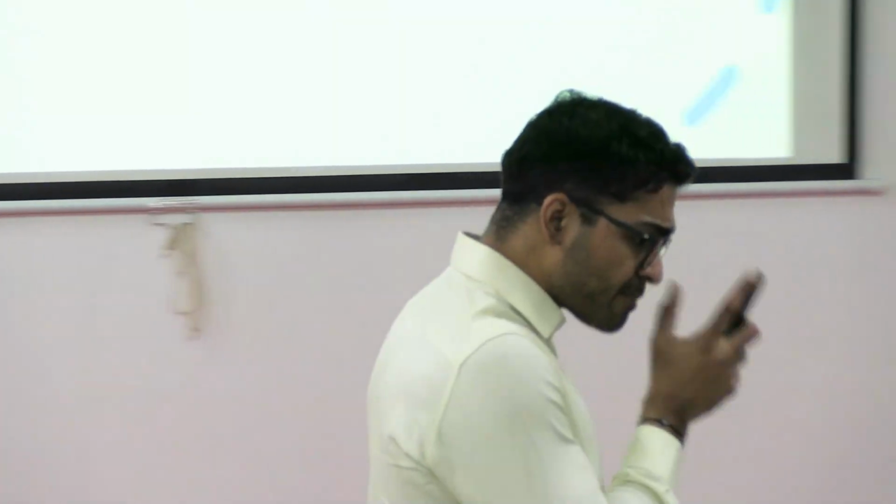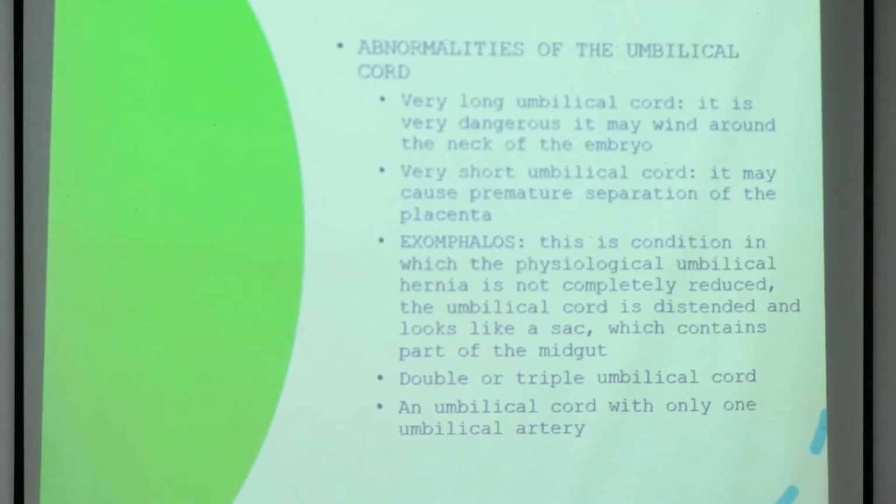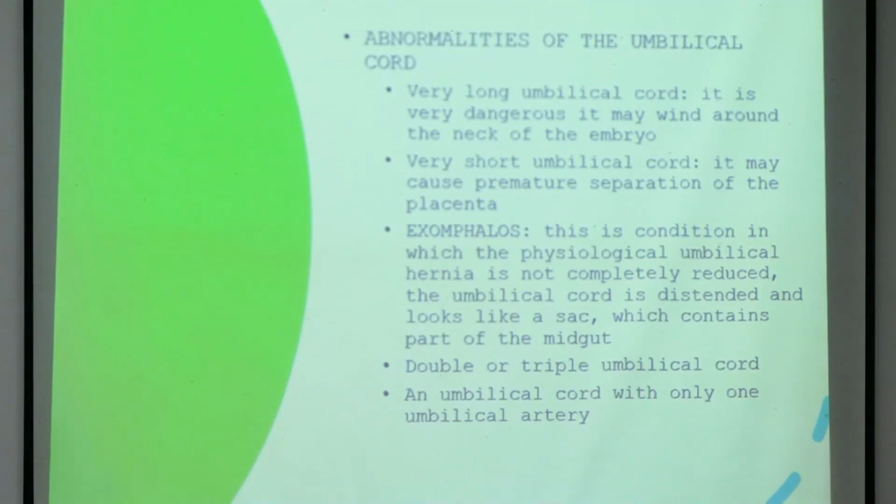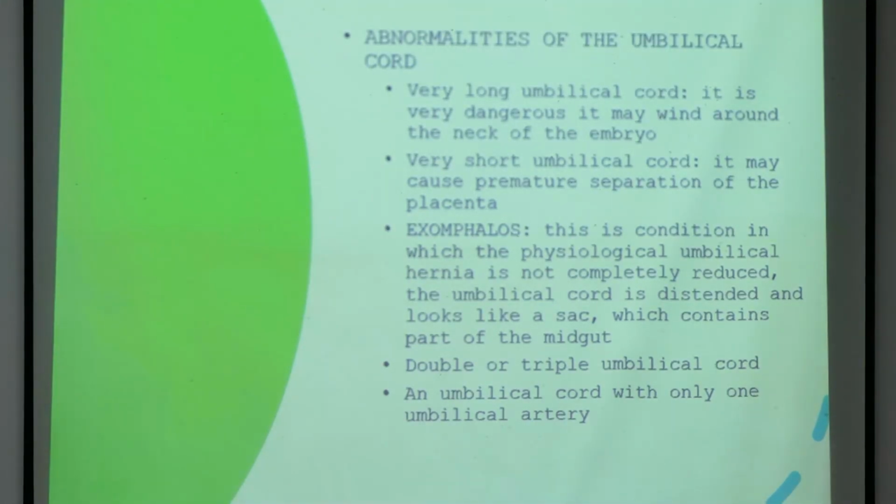The development of umbilical cord proceeds in 3 stages: the primitive umbilical ring, the primitive umbilical cord, and the fully developed umbilical cord. So if very long, it can wind around the neck of the embryo. Very short, premature separation of placenta. Exomphalos that we have discussed: when the umbilical herniation is not corrected at around the 11th to 12th week and it persists, it leads to exomphalos. This is exomphalos. Look, the intestines are out of the baby.